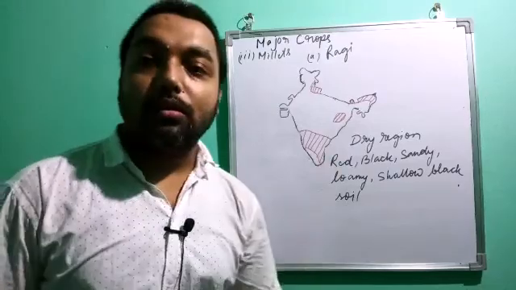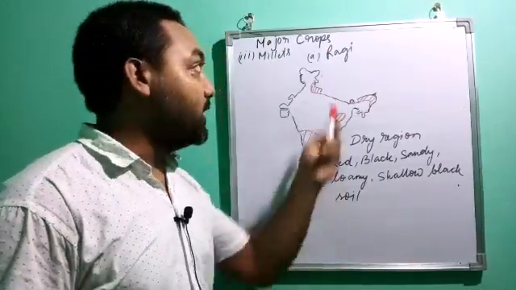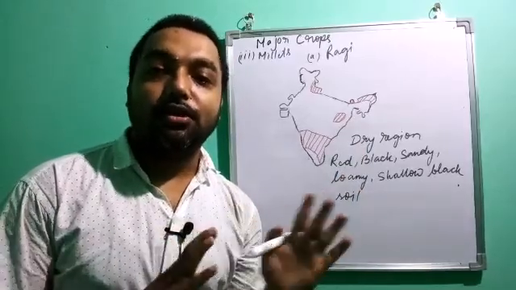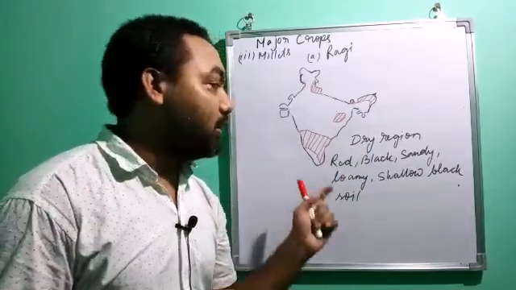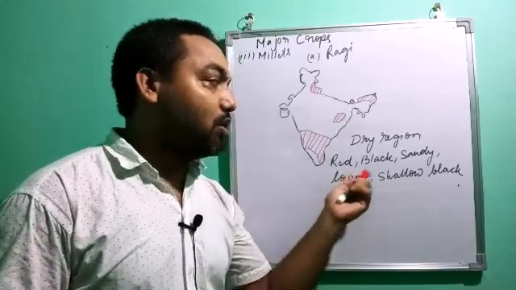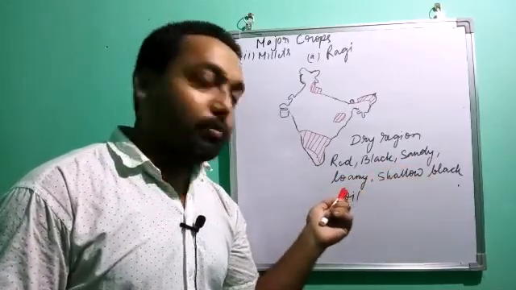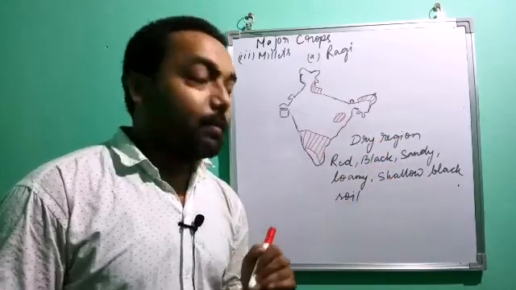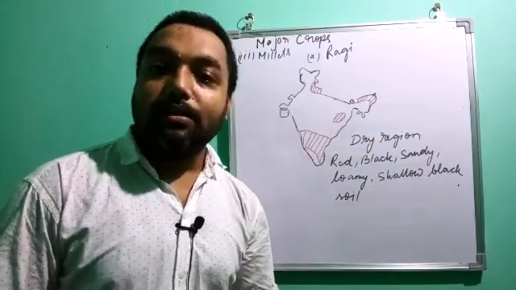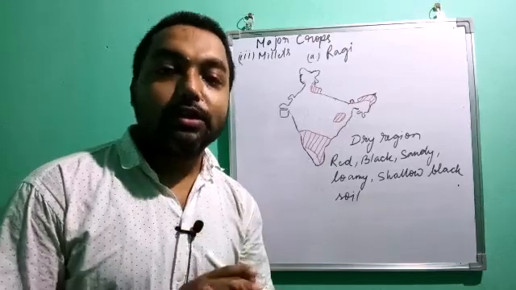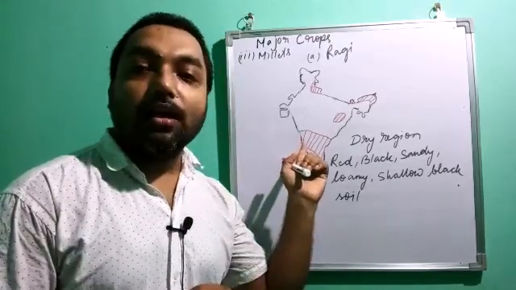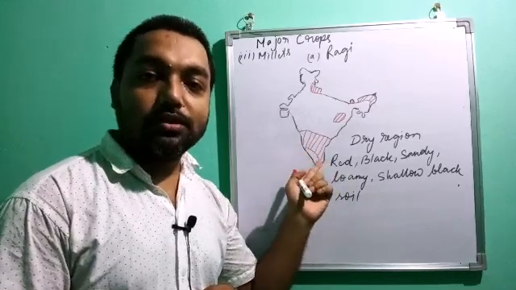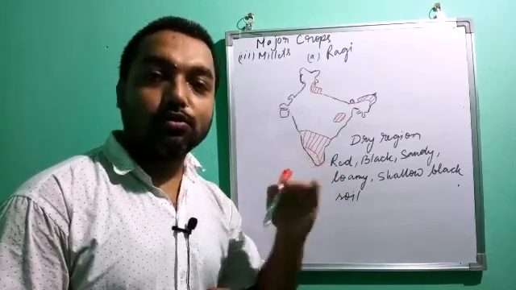The next important millet that is grown in India is ragi. Its growing condition is that it needs a dry season, not a huge amount of rainfall. The type of soil needed is red soil, black soil, sandy soil, loamy soil or shallow black soil. In all these soils ragi grows well. In India, the highest producer is Karnataka, then Tamil Nadu. These two states produce a huge amount. This is the region where it is grown in huge quantity.